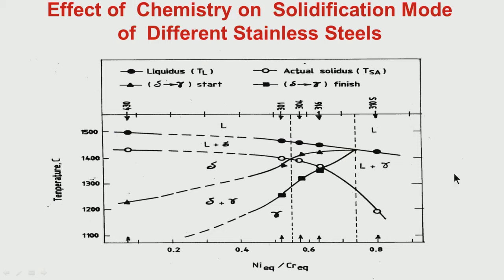Why am I repeating this again and again? Because delta to gamma generates a lot of strain. That strain is going to create some problems during solidification. That is why where it is taking place is important: at what stage of solidification it is taking place, or whether it is taking place in the solid state. These are all important.